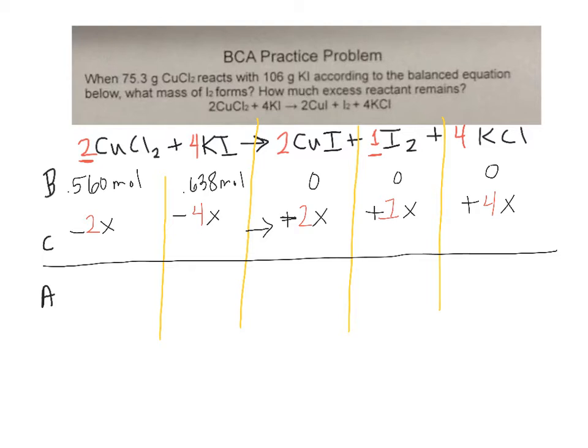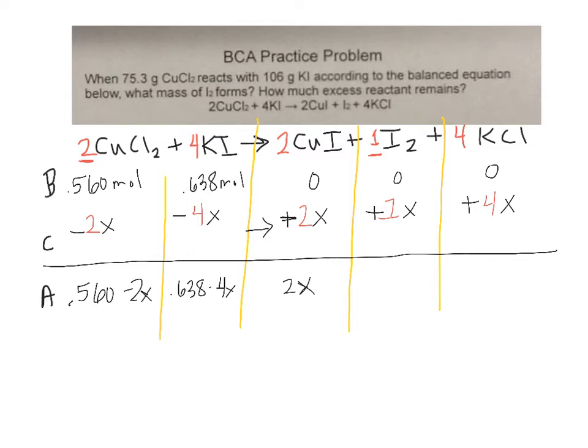So after my copper 2 chloride, I should have 0.560 minus 2x. My KI, I'll have 0.638 minus 4x. Copper 2 iodide is just 2x.